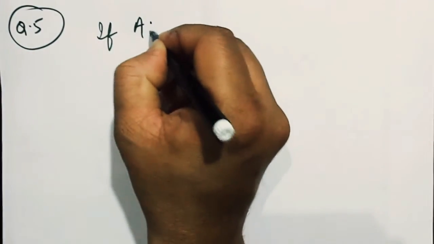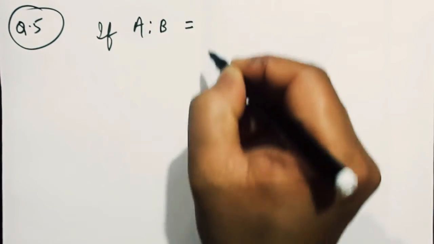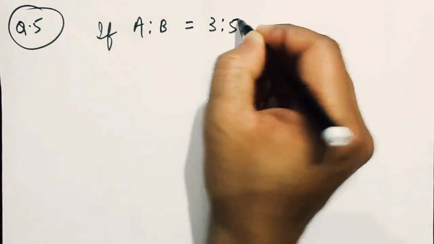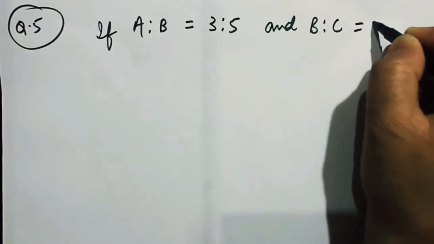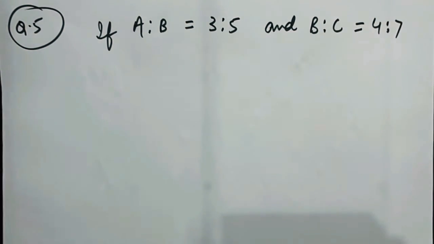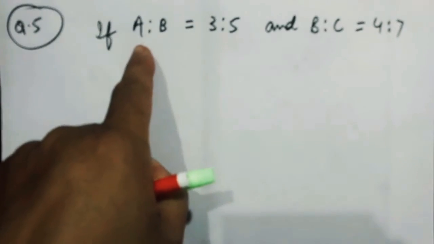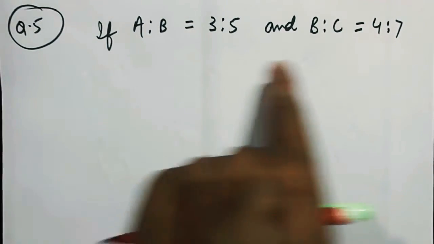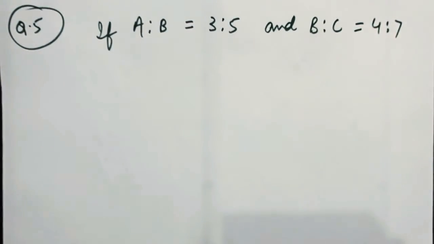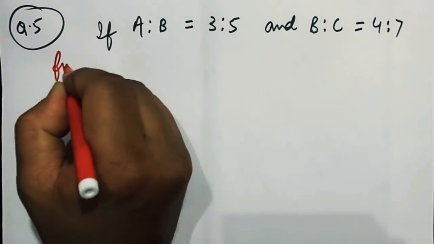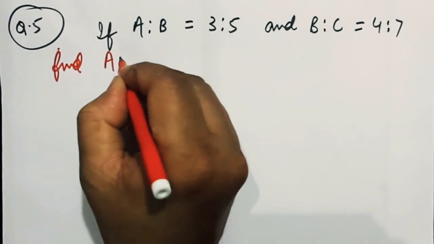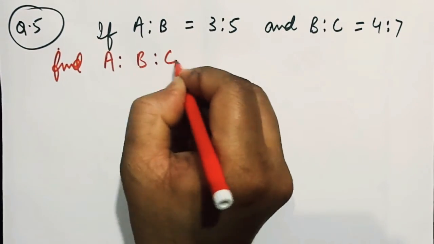As I said, this video is going to be very short. They have given you, if A is to B is equal to 3 is to 5 and B is to C is equal to 4 is to 7. So they have given you two ratios. Now they want you to find A is to B is to C.